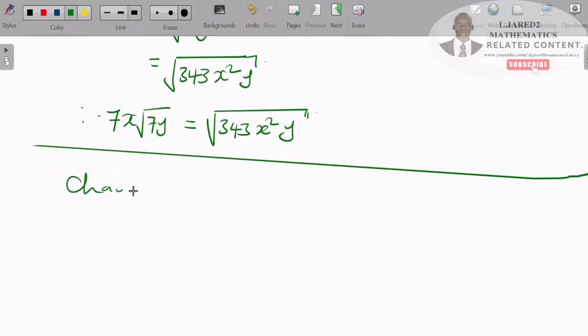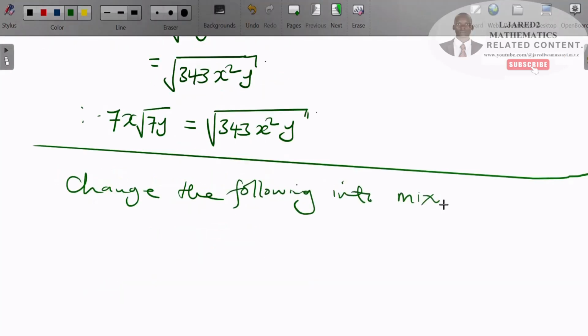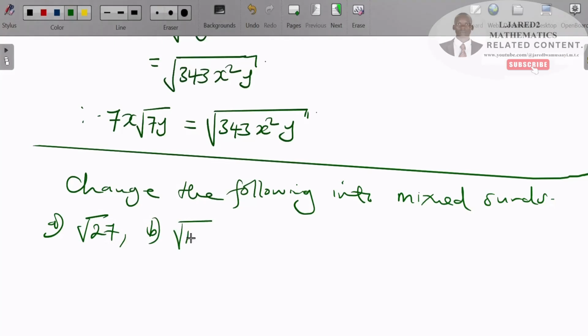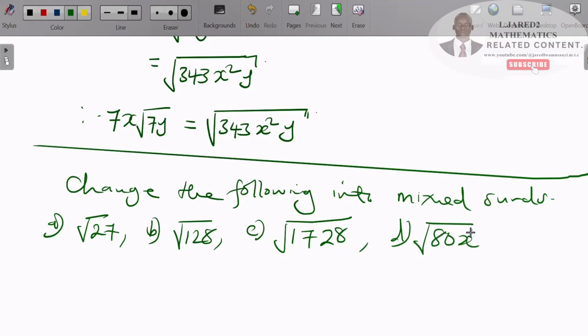Change the following into mixed surds. You have part A, the square root of 27. Part B, the square root of 128. Part C, you have the square root of 1728. Then part D can have the square root of 80x squared. So this is number 1.